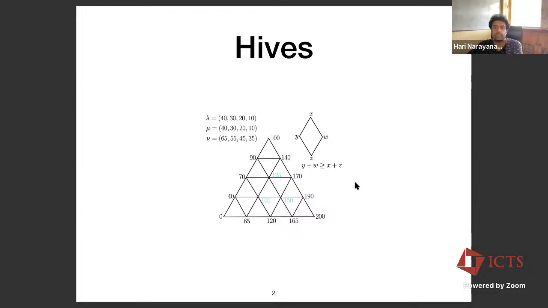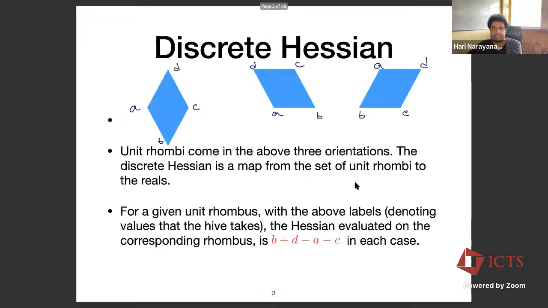This was introduced by Knutson and Tao in the context of representation theory. I will talk a little bit more about that later. But before that, I want to talk about one construct which we call the discrete Hessian.